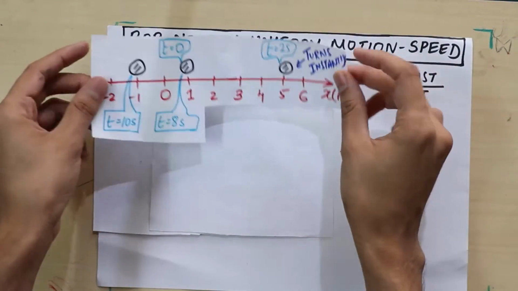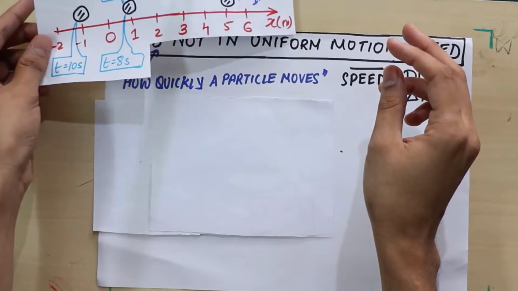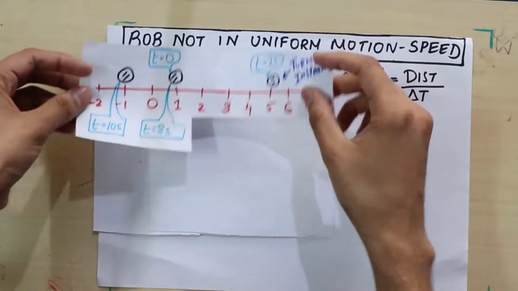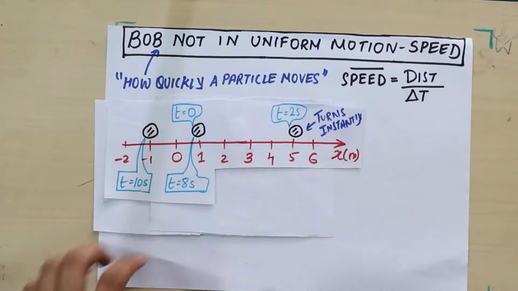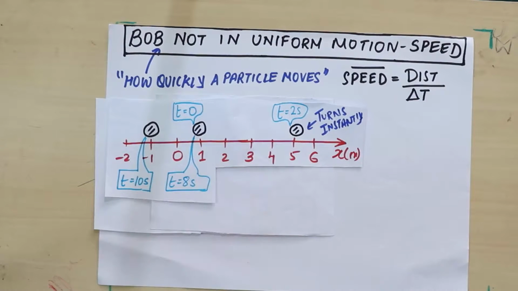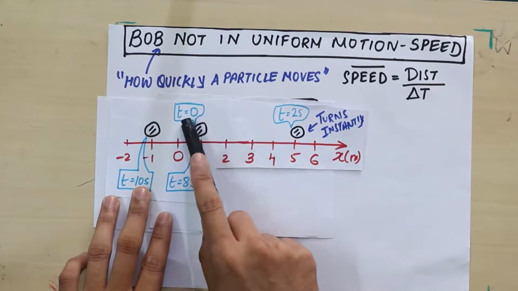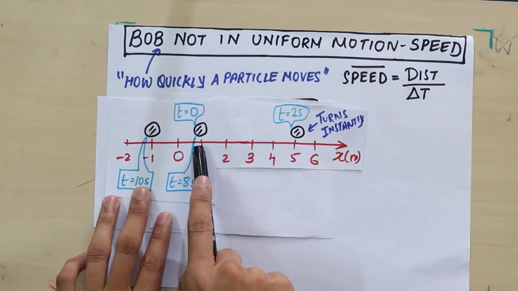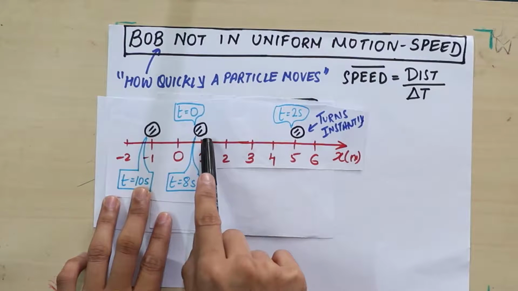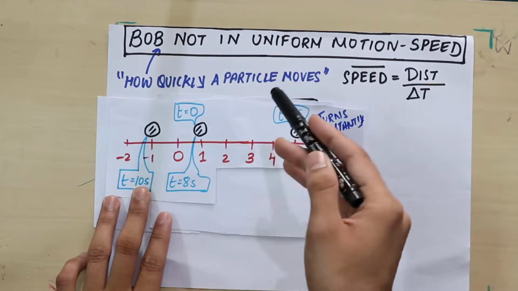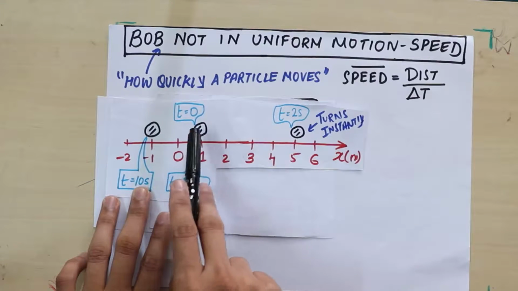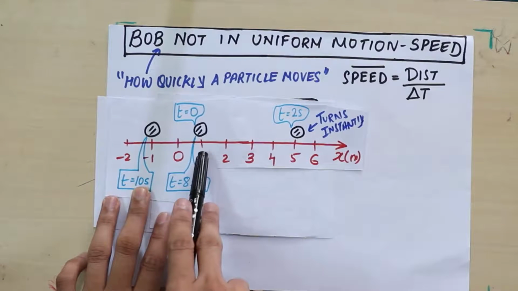And here we have Bob, who's no longer going in uniform motion. So I'm just going to keep it over here. Let's try to understand what Bob is doing. Think about what's going on over here. Bob, at this particular position, that is time t equal to 0, is over here. Might not necessarily be at rest. We have not been given any information of his instantaneous velocity. We really don't know. Okay, but at t equal to 0, Bob is found at this position.